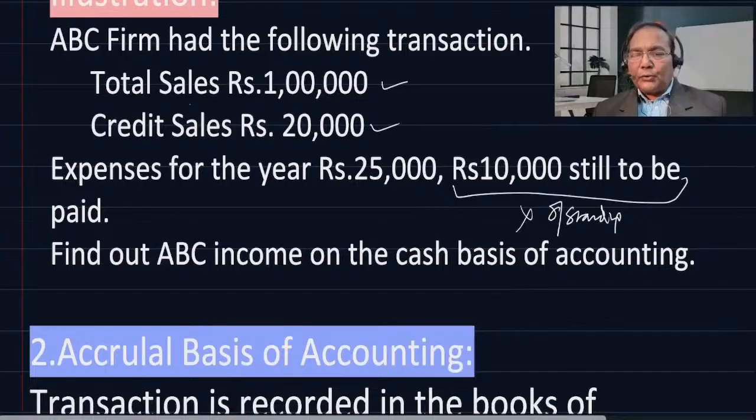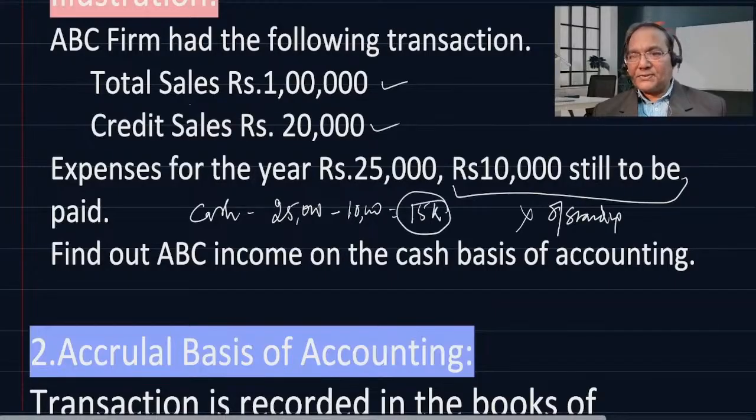Total expenses during the year is 25,000. So what is the cash expenditure? Out of 25,000, 10,000 is still to be paid. So 25,000 minus 10,000, cash expenditure is only 15,000. So this is the cash expense. So one thing we have understood, the expense.